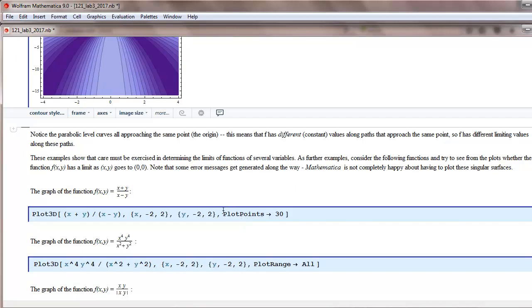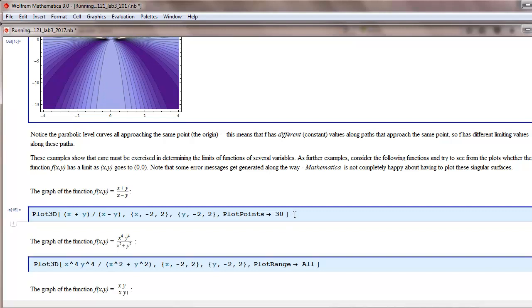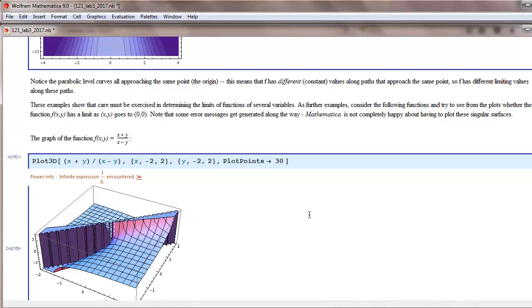Okay, let's take a look at the following. Suppose we had a function (x plus y) over (x minus y). Let's hit Shift Enter here. And notice that we're getting an error message. So Mathematica is certainly not happy about trying to plot this surface.